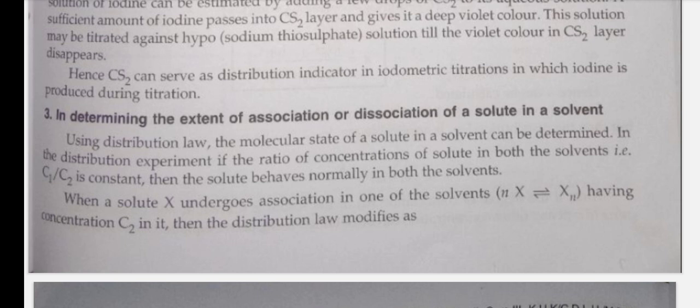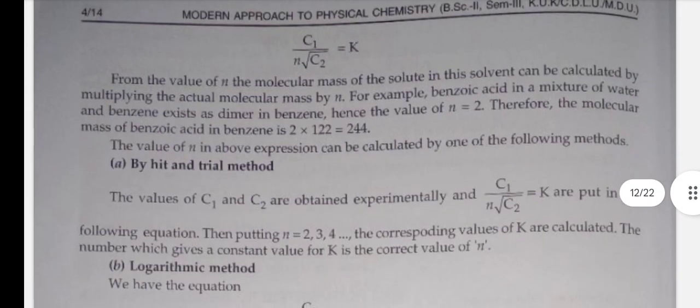In determining the extent of association or dissociation of a solute in a solvent using the distribution law, the molecular state of a solute in a solvent can be determined in the distribution experiment. If the ratio of concentrations of solute in both the solvents, C1 upon C2, is constant, then the solute behaves normally in both the solvents. When a solute X undergoes association in one of the solvents having concentration C2 in it, then the distribution law modifies as C1 upon nth root of C2 is equal to K. From the value of N, the molecular mass of the solute in this solvent can be calculated by multiplying the actual molecular mass by N.